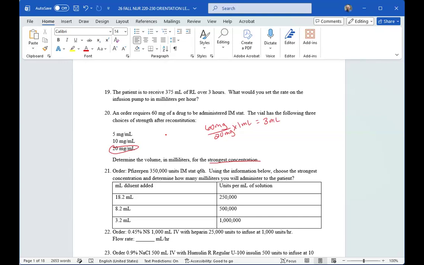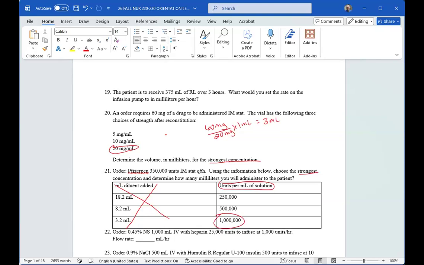Oh man, I'm just having a blank. But this is a question where basically the label tells you how much liquid to add to get to the solution that you're looking for. So you actually can ignore this section in case you haven't heard me say that before, or if I skipped over this and didn't do this. But what you care about is the units per ml solution, and then again it tells you to choose the strongest. So the strongest is always going to be the highest number, and then you just do your calculation.